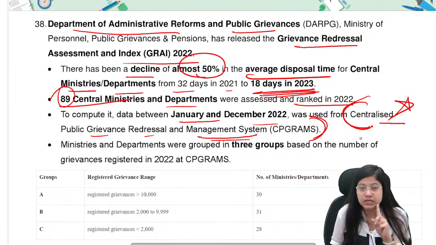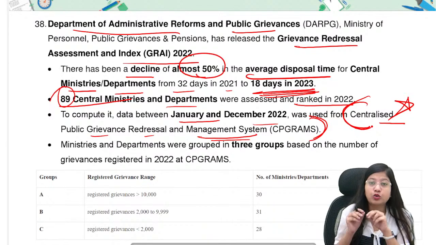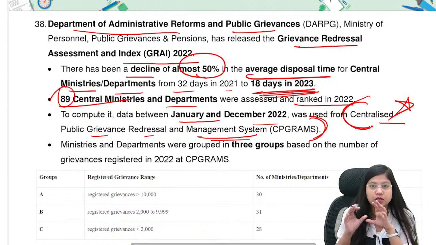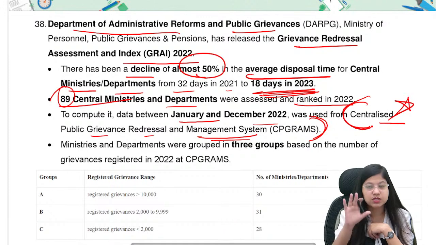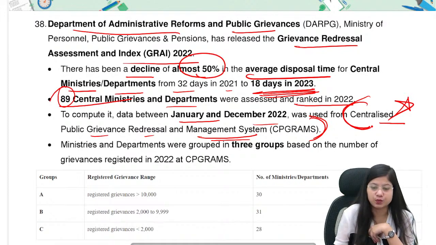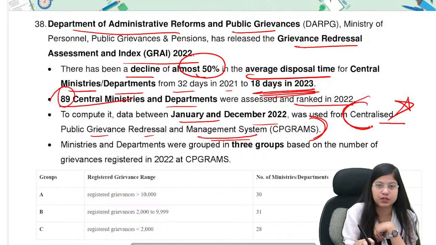Okay, so I'm just saying, read about the system, and not only read the facts, also read about the evolution of this particular system. Why was this created? What was the need? When was it created? All such questions, all such facts should be covered by you. Okay? This is your homework for the day.